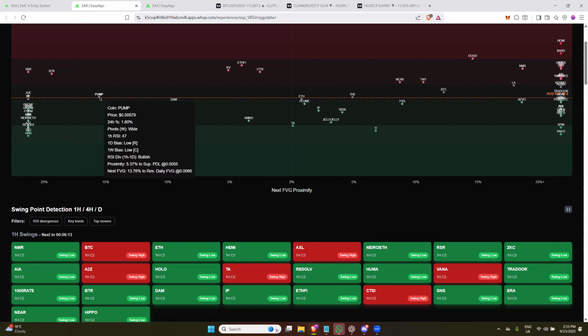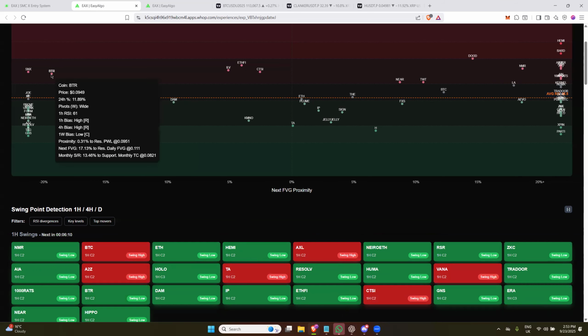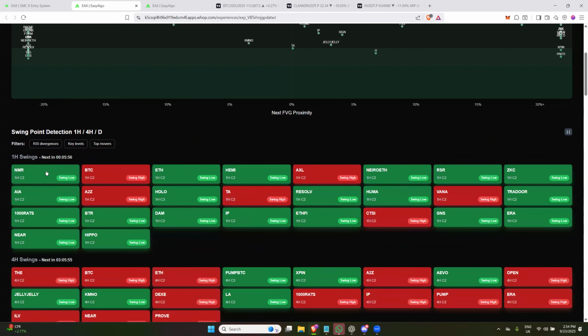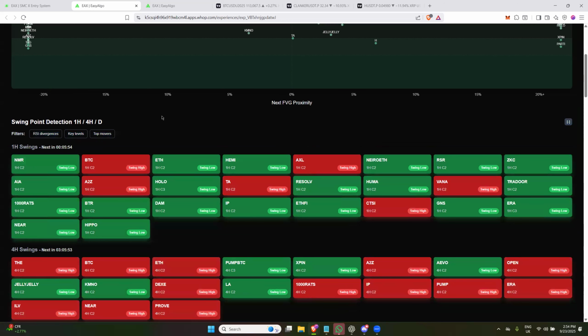If you scroll over the actual tokens on the chart, you'll see all of the data it brings through is based on the criteria that we are looking for from the Easy Algo as well. Of course, this in general is just your trading information. Going down to your swing point detection.